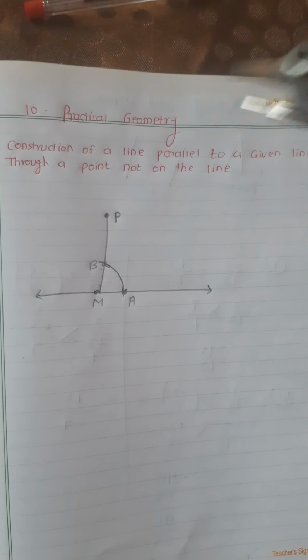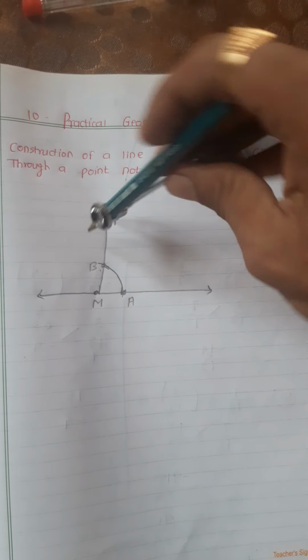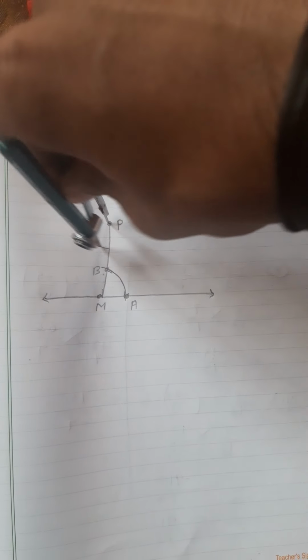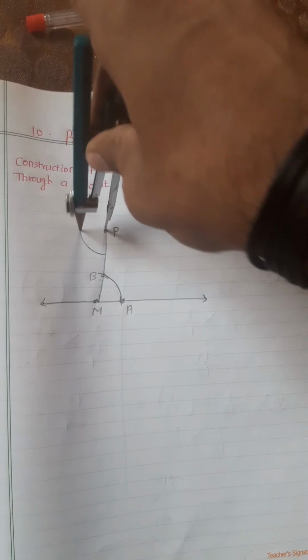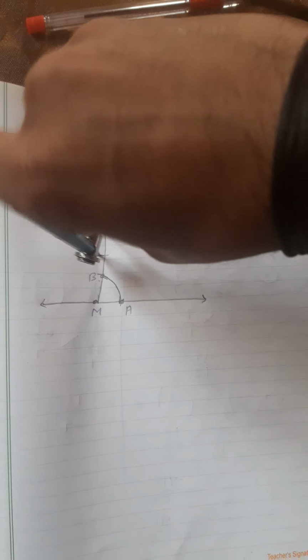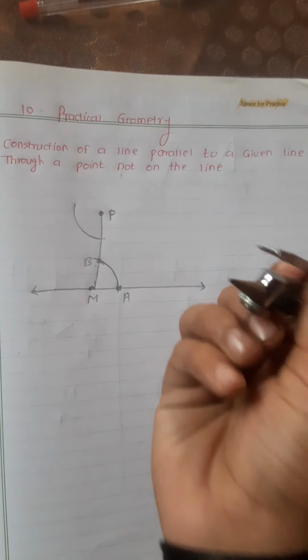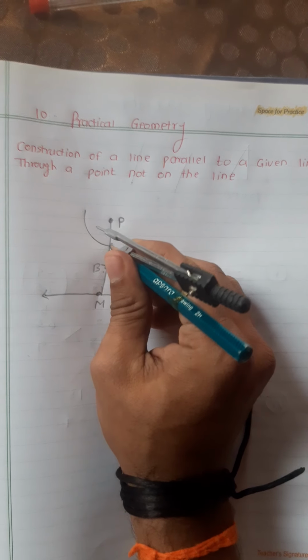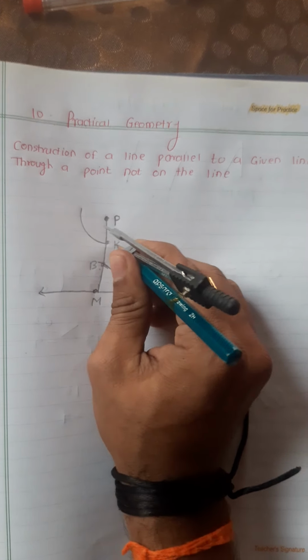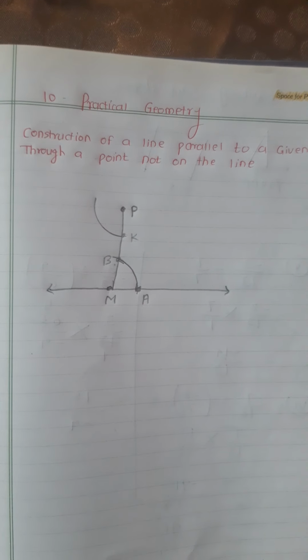Now, the same process: take center P and draw an arc to this side. Give the name of the meeting point, suppose K. So we have to do the process like this.